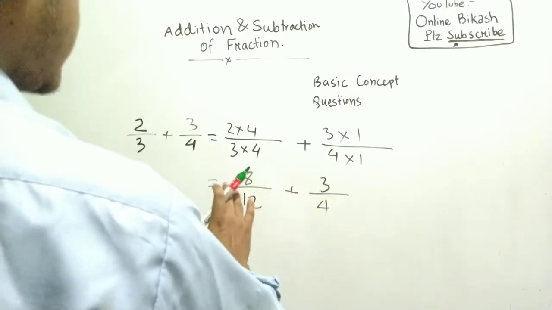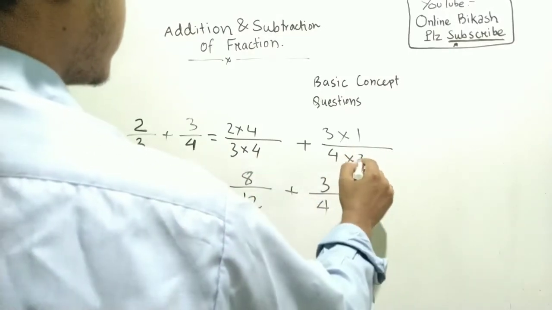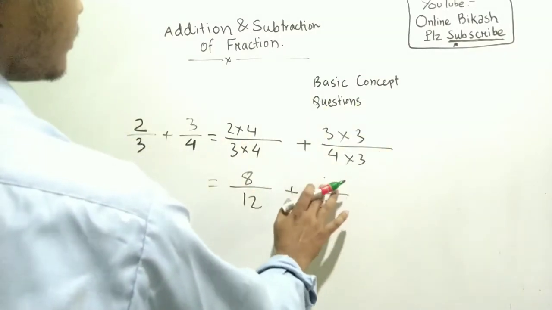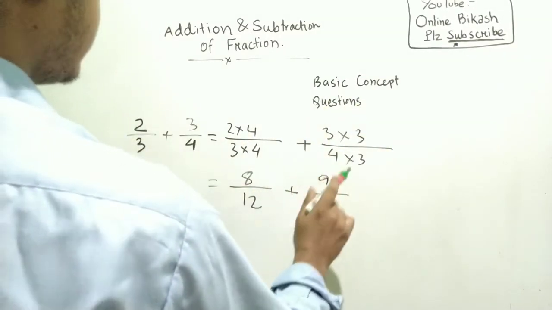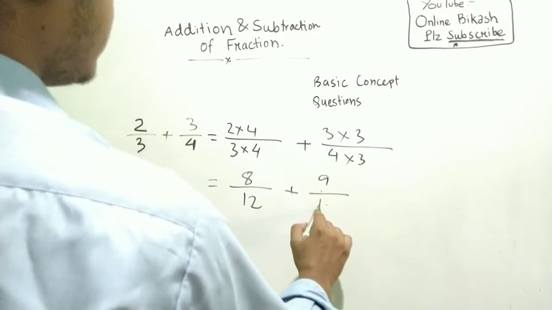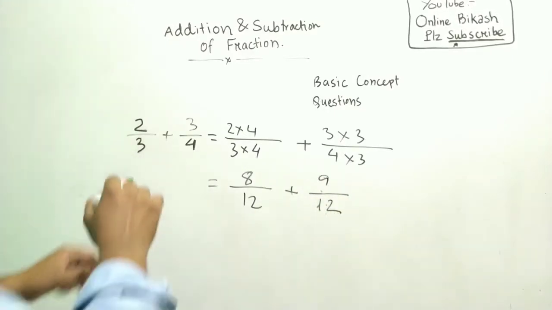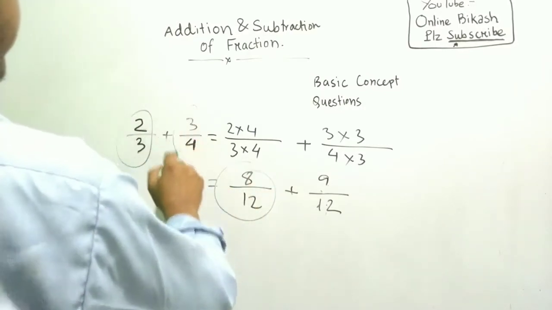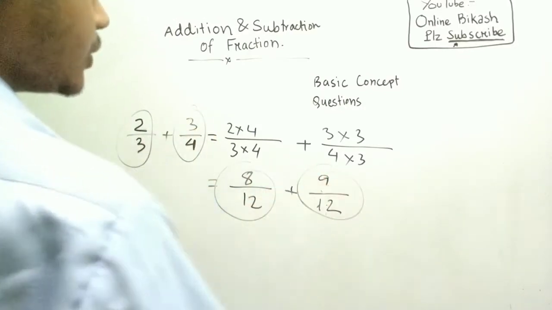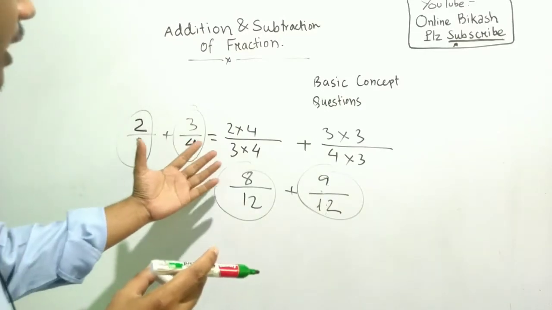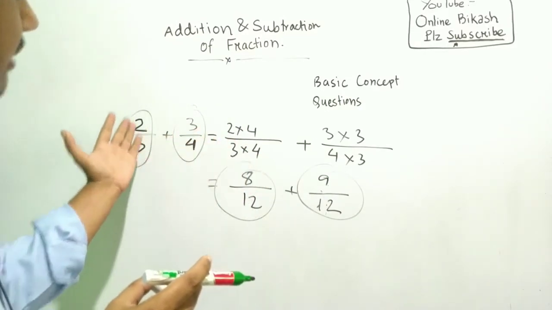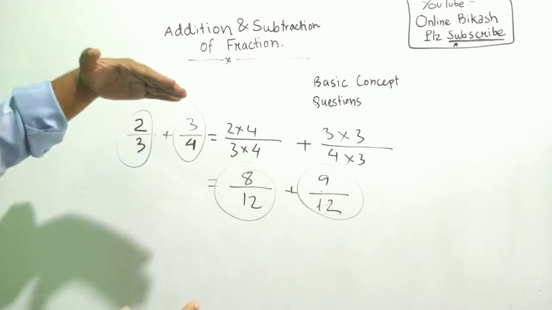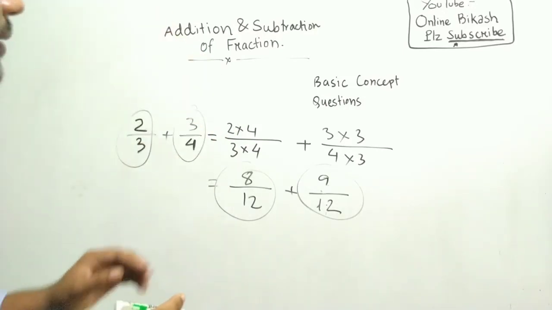Sorry, what did I do? 4 threes are 12 and 3 threes are 9. So 3 threes become 9, and 4 threes become 12. You can see 2/3 has changed to 8/12, and 3/4 has changed to 9/12. So we have changed them into equivalent fractions. What is an equivalent fraction? I discussed it in the previous part of this video.